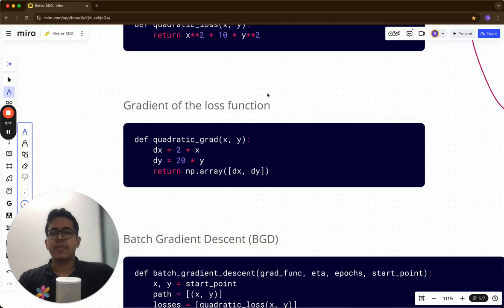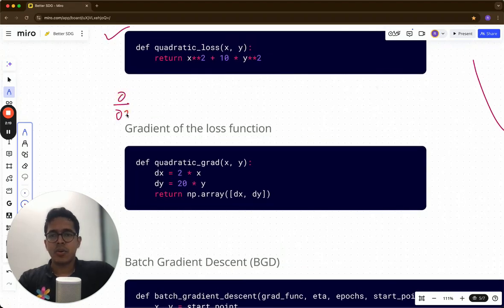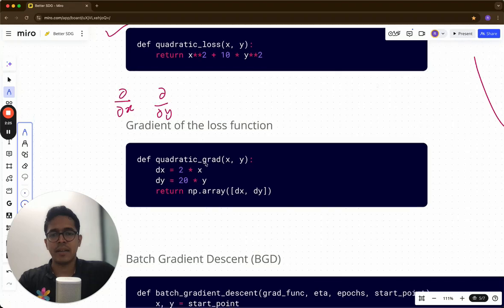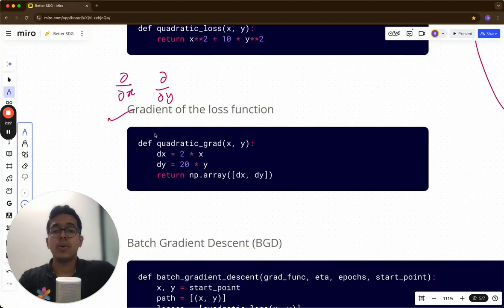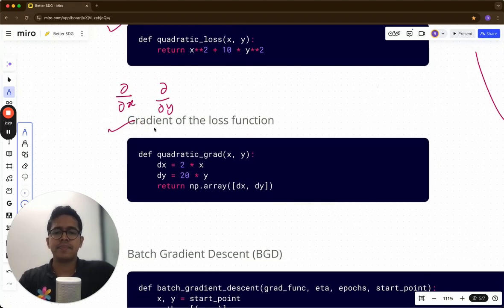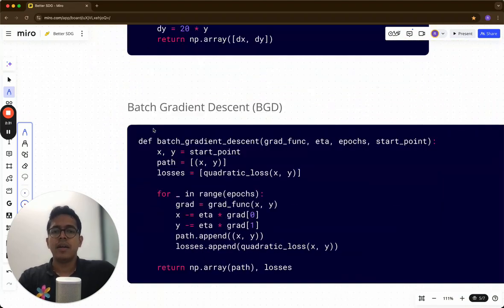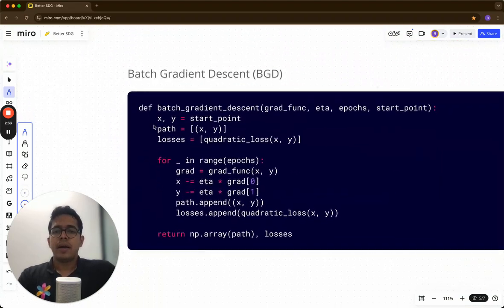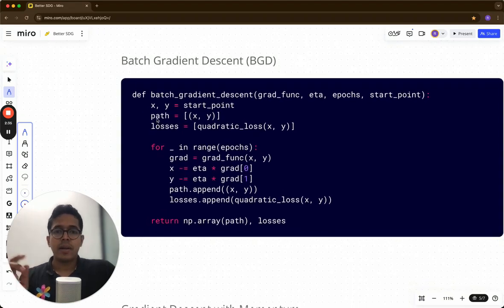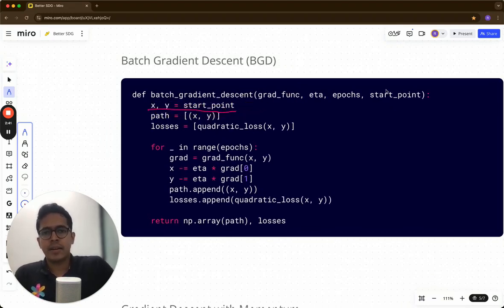Now the gradient of the loss function: we need to do dou by dou x and dou by dou y. Dou by dou x is 2x, dou by dou y is 20y, right? So that is dx and dy, because we need the gradient to calculate the momentum. Now batch gradient descent is the normal gradient descent that we do. So we start with a particular starting point x comma y. The starting point we can input into the function. So this is the batch gradient descent function that we are writing.